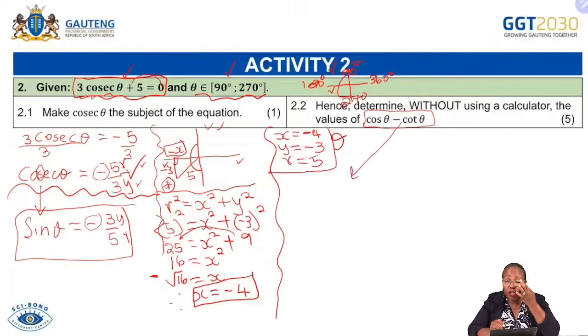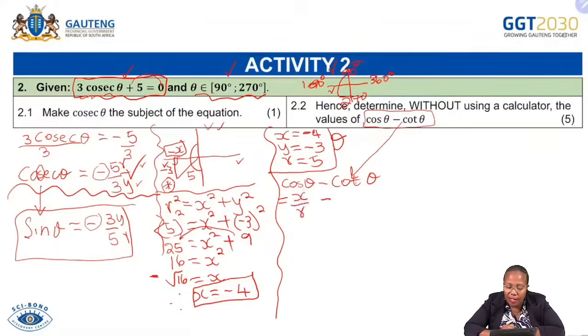And no one will guide you through. You must know that before you answer that question, you need to go all that route of diagram and the Pythagoras theorem. And then now let's answer the question. We are having the cos of theta minus the cot of theta. The cos of theta now is adjacent over hypotenuse. And then the adjacent is what? Is the x over r. Minus the cot is the inverse of tangent. Remember, tangent is opposite over adjacent, or the y over x. Then the cot will take x over y.